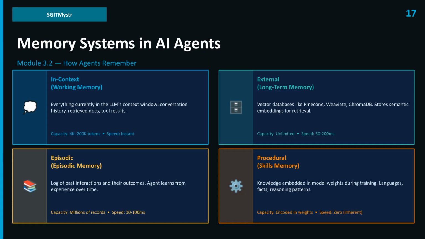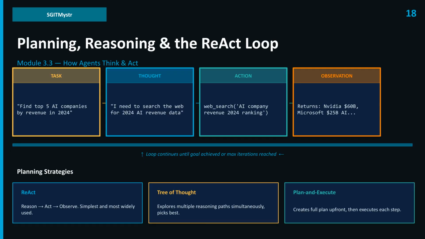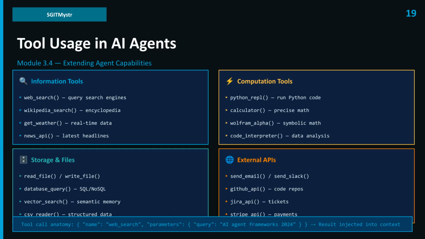Agents use 4 memory types: in context, working memory, instant speed; external, long-term vector DBs; episodic, past interactions, learning from experience; and procedural, skills embedded in model weights, 0 speed. The ReAct loop is fundamental to agentic planning, running in cycles: task, thought, action, and observation. Other strategies include tree of thought, which explores multiple paths, and plan and execute, which creates a complete plan before acting.